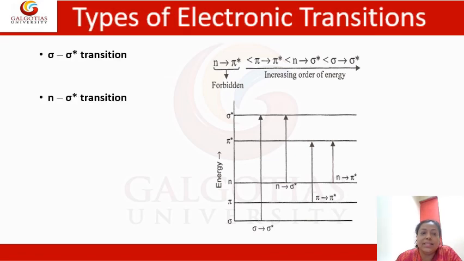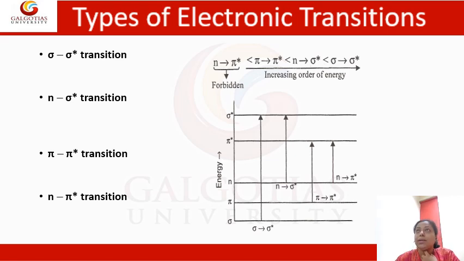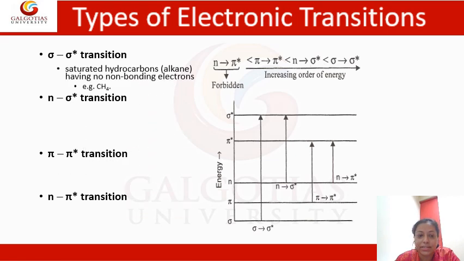So the first we have is the sigma to sigma star transition. This includes all saturated compounds where the only kind of bond available is the carbon-carbon sigma bond, and the transition that can take place is from a sigma to a sigma star, that is, from bonding to an anti-bonding. Next we have the N to sigma star transition, where N is the non-bonding electrons. Next you have the pi to pi star transition. This is included in compounds having a double bond. Even carbonyl compounds can have a pi to pi star transition. And the last you have is the non-bonding to pi star transition.